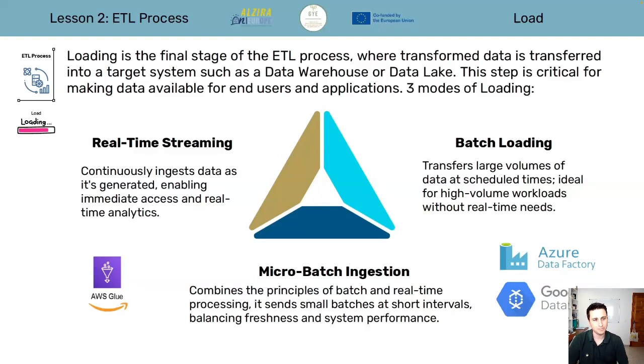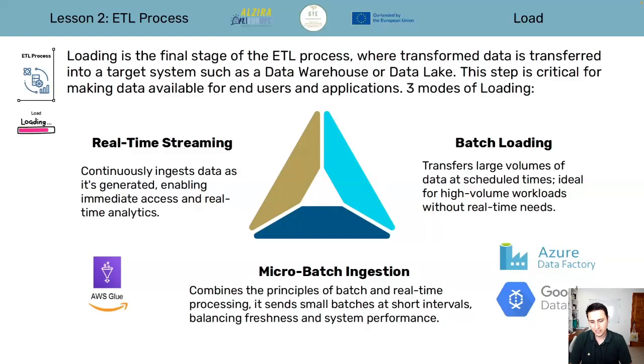you need real time data accessibility or fresh data, so you will go to real time or streaming, where continuously the program is loading data as it's generated. So you have immediate access and real time analytics to take the best decisions. For purchasing departments, traders, brokers, or some areas where you need real time data, real time streaming would be the best load mode to deploy.